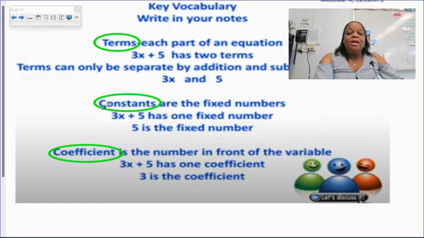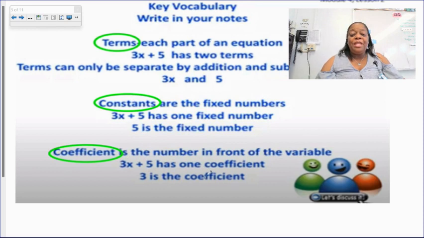Next one is constants. Remember constants as being the same. So 5 will be our constant because it's a fixed number. 5 will always represent 5, whether it's 5 apples, 5 strawberries, it's still going to be 5. Whereas the coefficient is the number in front of the variable. So 3 would be the coefficient, and that is affected by what the value of x would be. The coefficient is going to change, but you can always find it right in front of x.